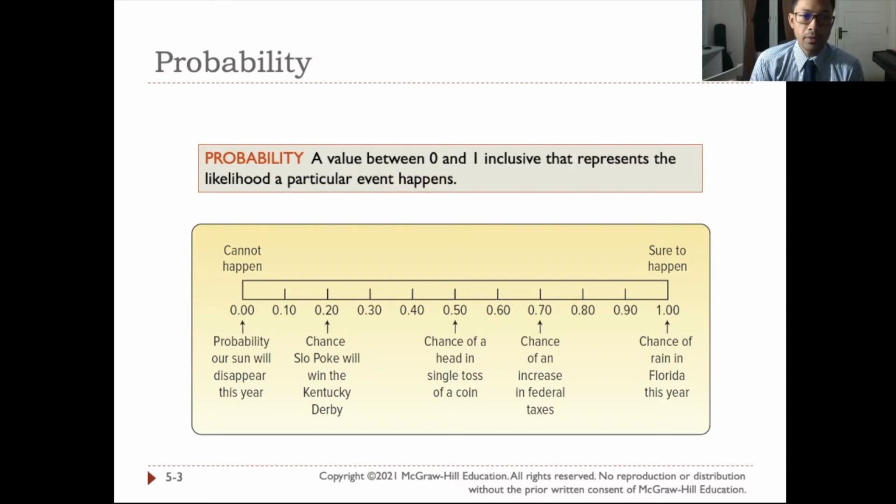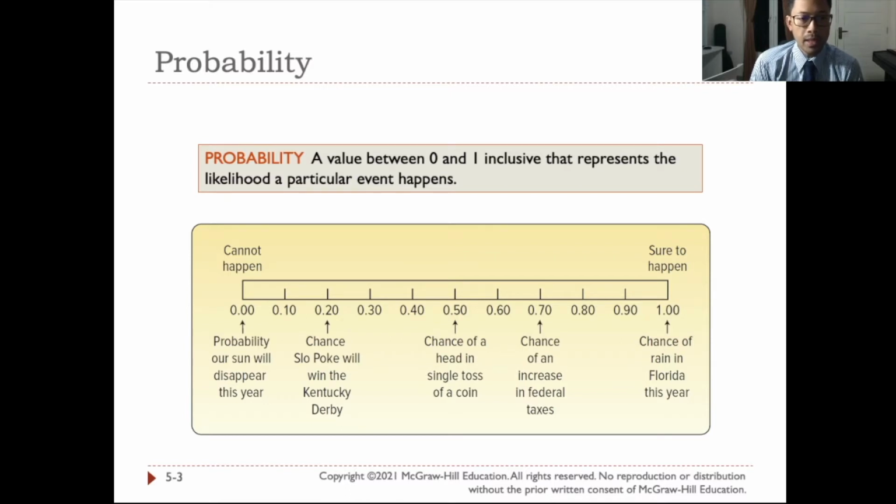So it's a value between 0 and 1 inclusive. It means 0 is included as a value and 1 is also included as a value. A probability represents the likelihood a particular event happens. So for example, you can say with confidence, with probability 1, there is a chance of rain in Florida this year. And you can also say with confidence that there is a 0 probability that our sun will disappear this year. But there are a range of values of probability that you can think of.